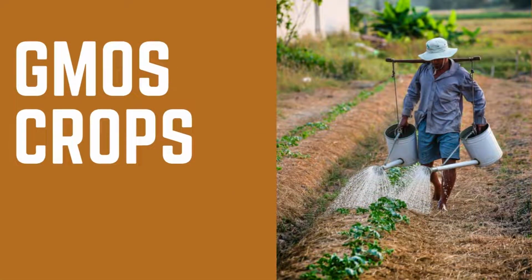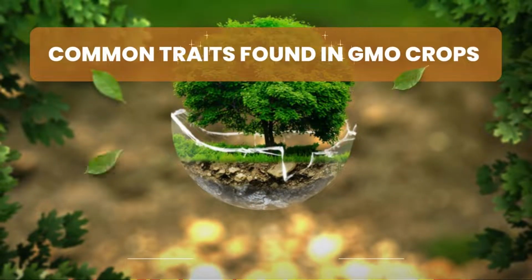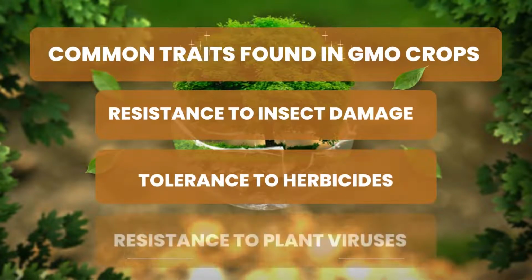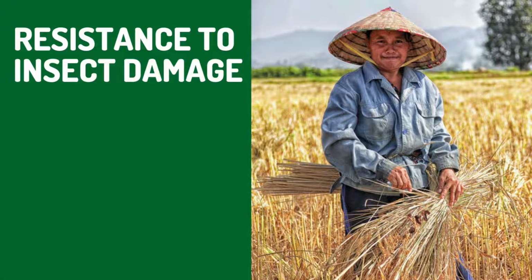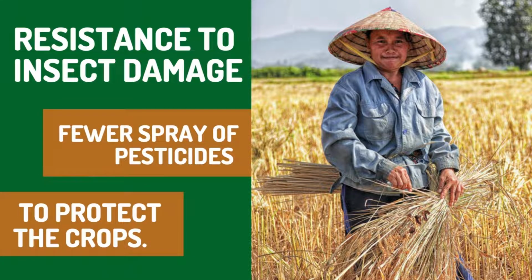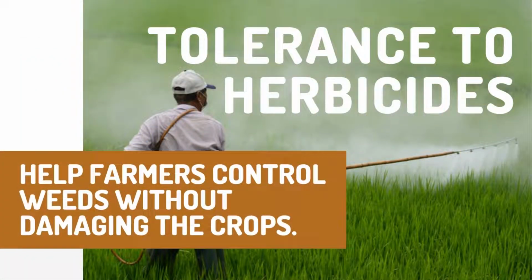With respect to GMOs in agriculture, most of the GMO crops grown today were developed to help farmers prevent crop loss. The three most common traits found in GMO crops are resistance to insect damage, tolerance to herbicides, and resistance to plant viruses. Now let's dissect each one of them. For GMO crops that are resistant to insect damage, farmers can apply fewer sprays of pesticides to protect the crops. GMO crops that are tolerant to herbicides help farmers control weeds without damaging the crops.